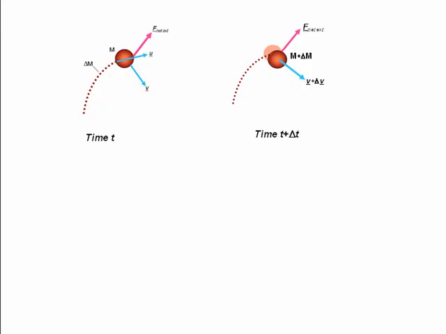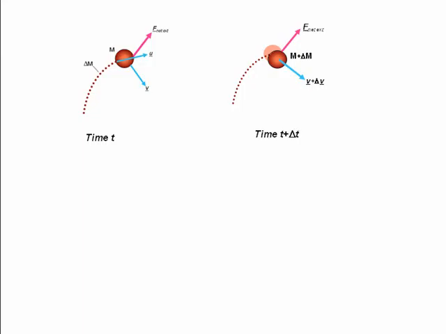At time t, we take our system to be the object, including all the matter that impacted and stuck to the object prior to the time t, plus the mass of the particles which will stick to the object between times t and t plus delta t. In other words, the delta m.